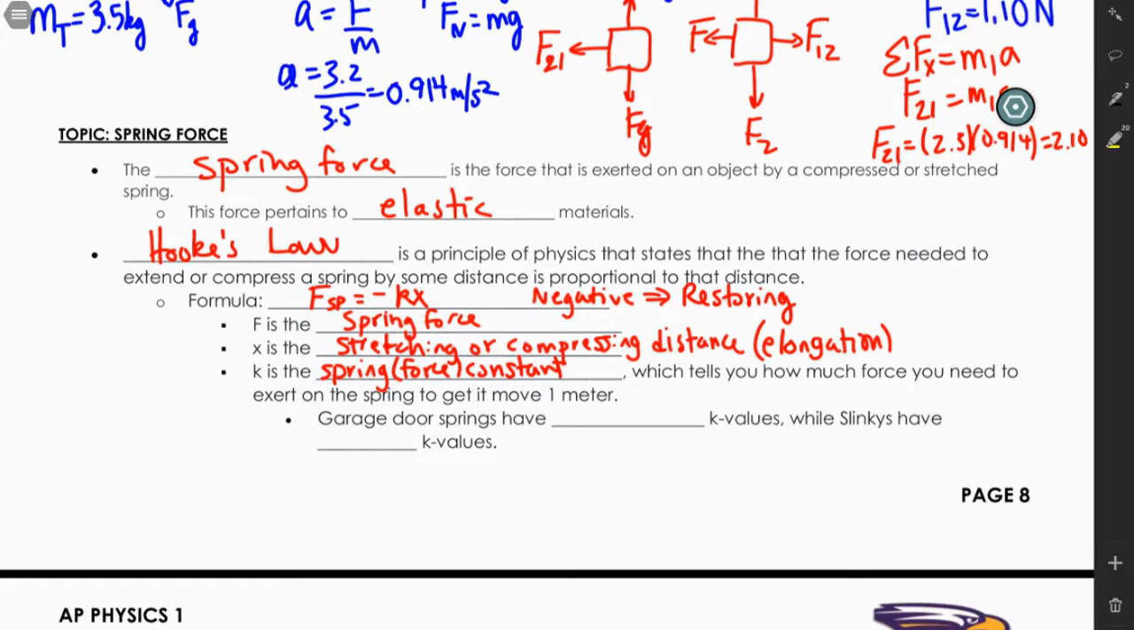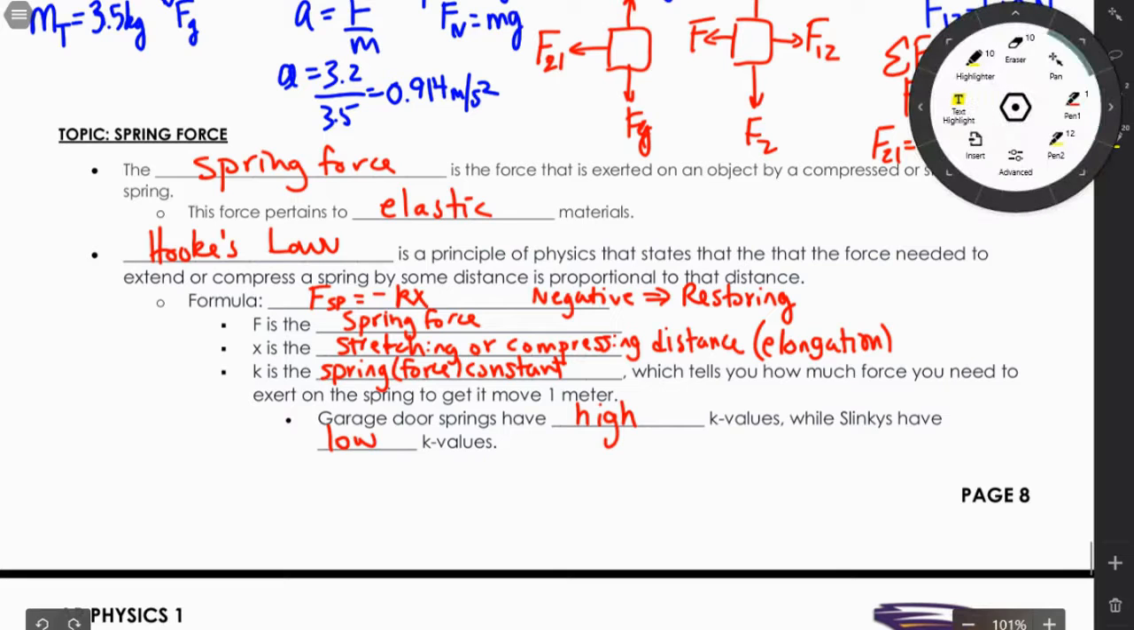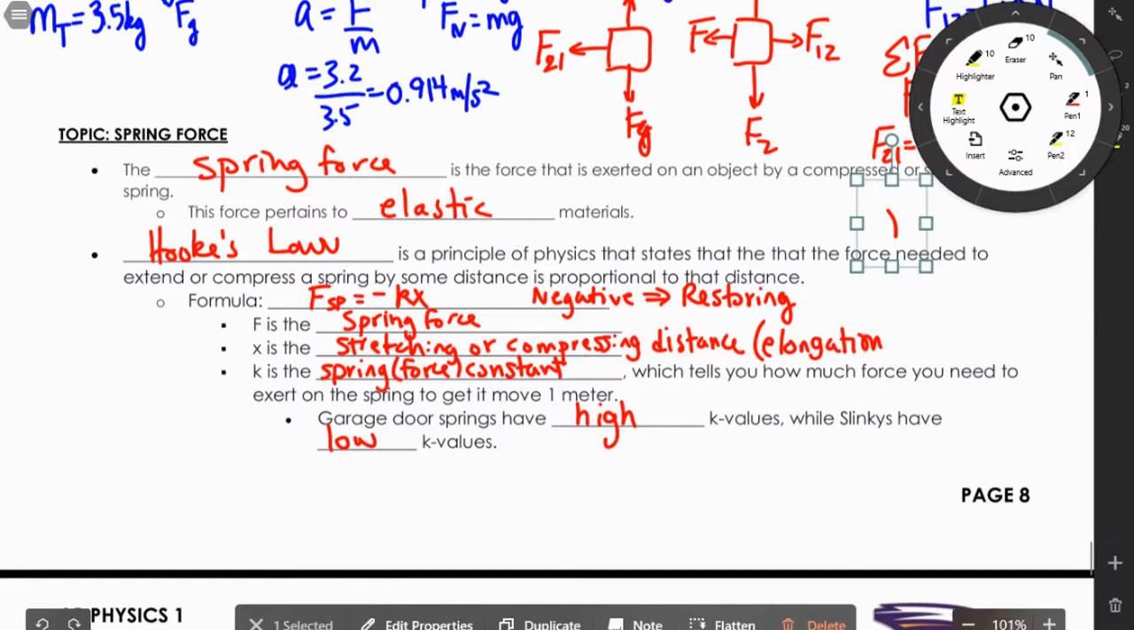The way to think about it is that garage door springs have high k values, while slinkies have low k values. You need to do a lot to a garage door spring to even get it to stretch a centimeter, whereas with a slinky you don't have to do much, you just pull it apart. It's easy to pull apart. So the thing about k is just how easy or hard it is to pull that spring apart or to compress that spring.